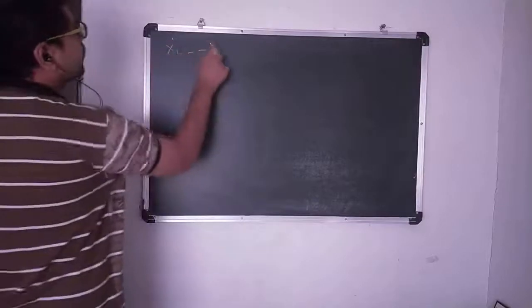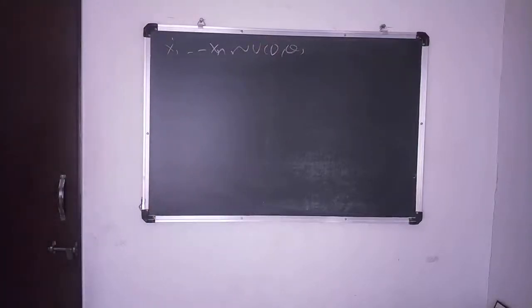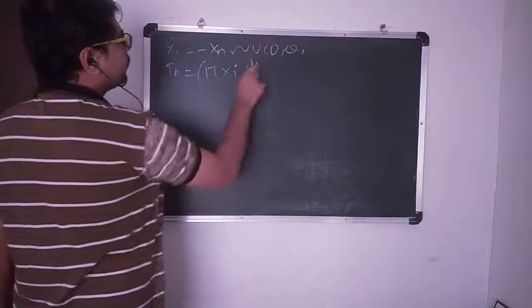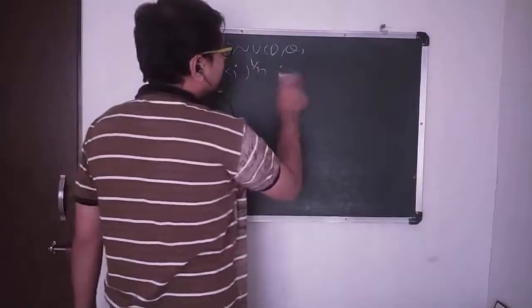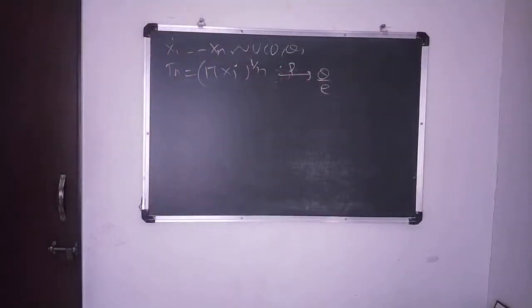Now we will take another example. Suppose x1, x2, ..., xn is a random sample from uniform 0 theta. Then we have to show that Tn, equal to product of xi raised to 1 upon n, is a consistent estimator of theta upon e. So this is a consistent estimator of theta upon e.